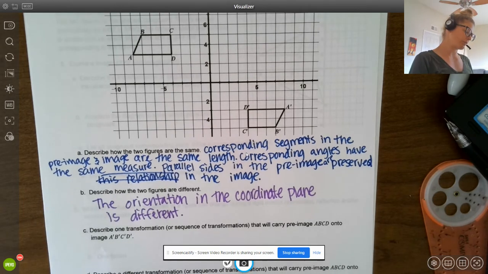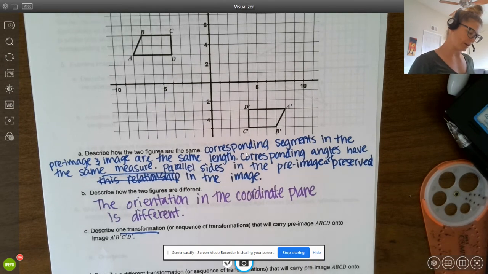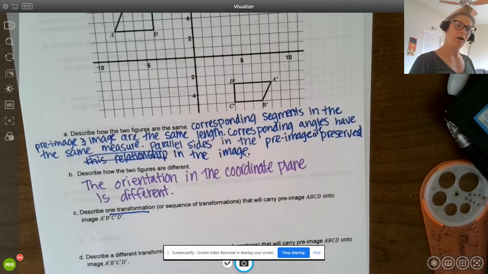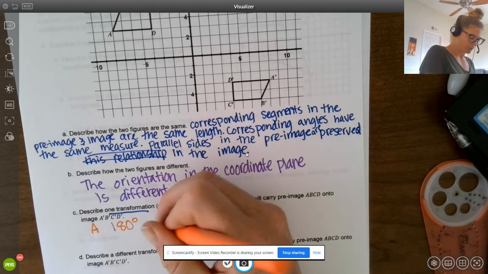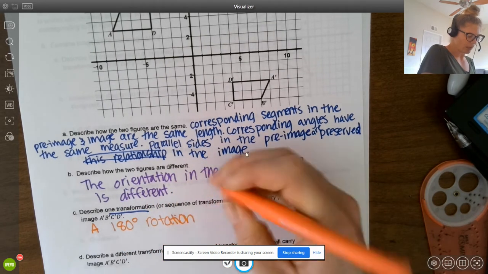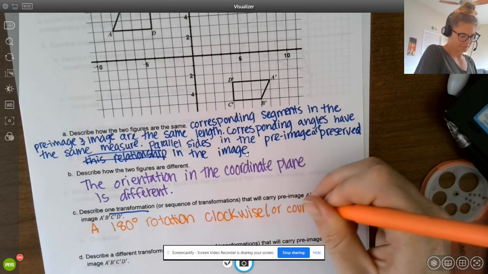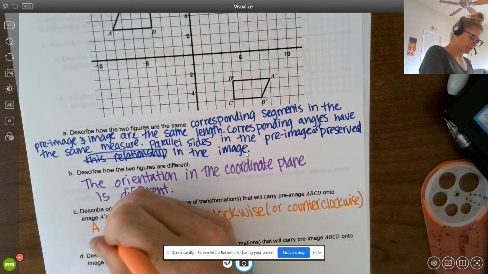So we need to think about one transformation or sequence of transformations that will carry pre-image A, B, C, D onto image A prime, B prime, C prime, D prime. So what do you think? Go ahead, play around with it for a second. What sequence, or just one of them? Okay, well, maybe you notice that this can be a 180-degree rotation clockwise or counterclockwise about the origin.